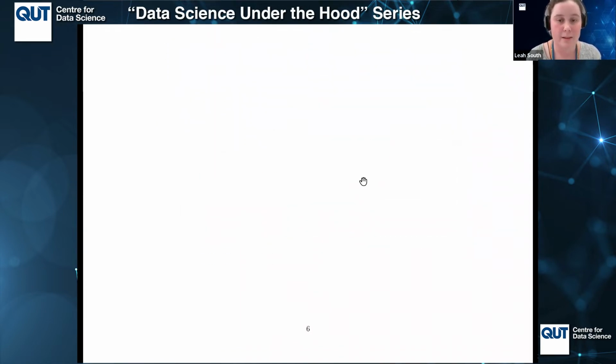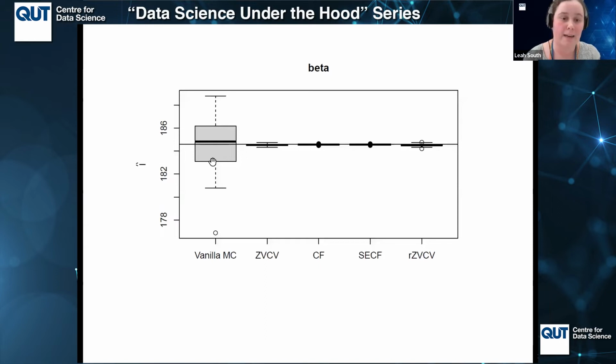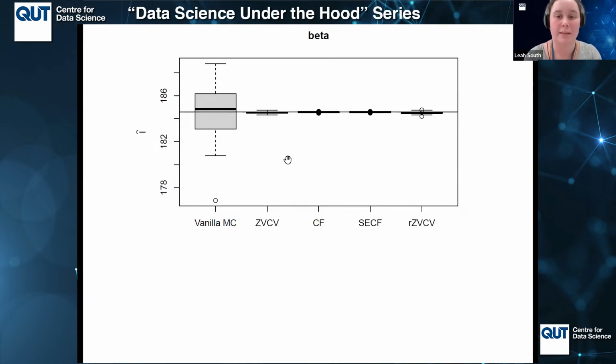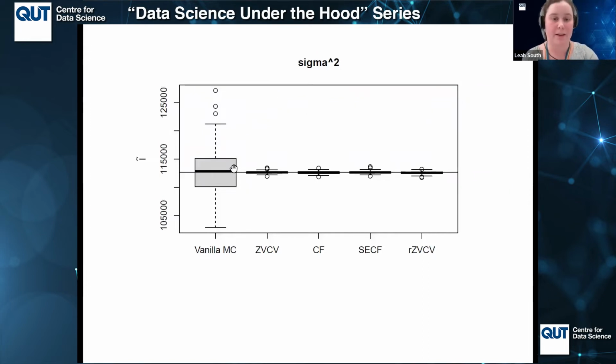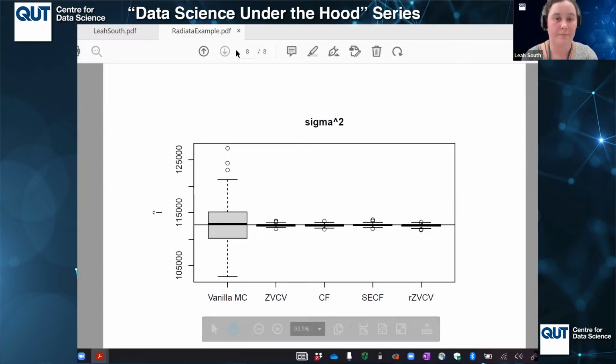Then for the slope, these are the estimates of the posterior mean from 100 runs again. You can see, again, huge variance reductions with ZVCV and control functionals. The reason this is helpful is that we're not using many samples and it's still getting huge variance reductions. Rather than increasing the number of samples to say 1 million, we can still use the 100 samples, apply control variates, and get similar performance. And for the posterior mean for sigma squared, we're again getting big variance reductions.